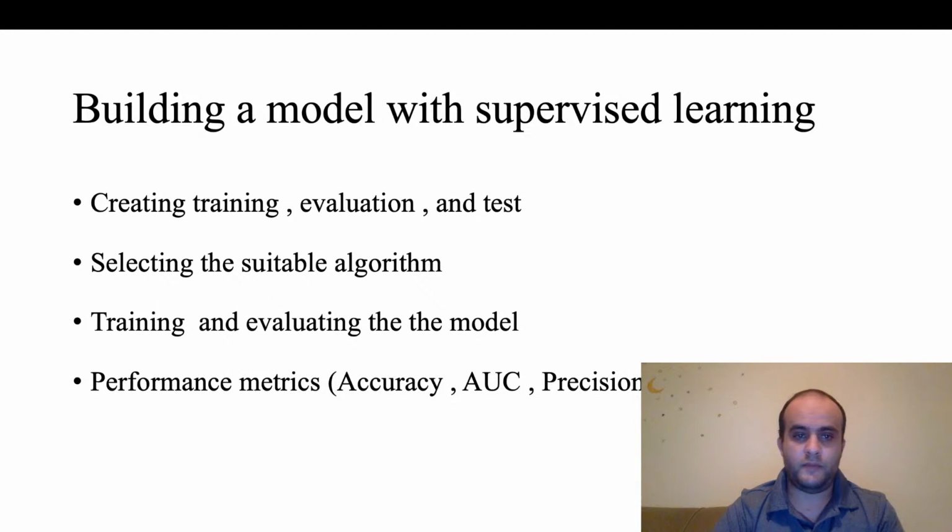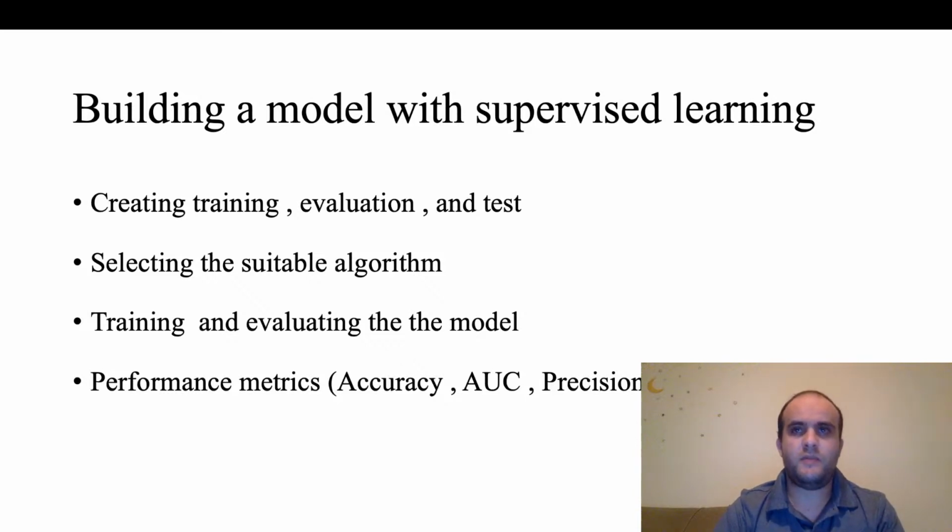Building a model with supervised learning is normally a fixed process. Even if it differs from application to application, in the general process we have training data, which is what we train the model on, and evaluation data, which is the data we use to evaluate the model during training. And we have the test data, on which we test the model and get the performance metrics.